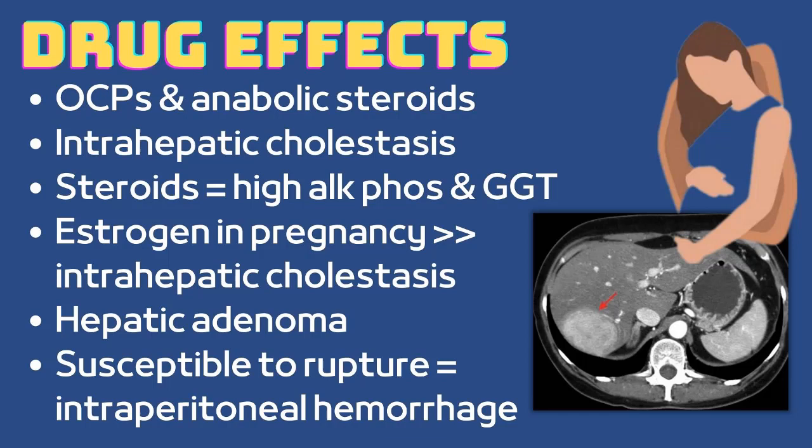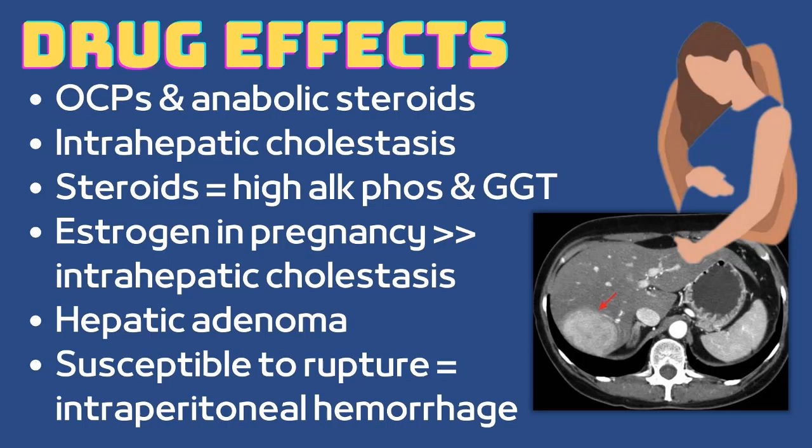Okay, so you know that birth control pills and anabolic steroids have two similar effects. Both can produce benign intrahepatic cholestasis, yes. Just go off the drugs, it goes away. And they both can produce what tumor? Liver cell adenomas, which have a tendency of rupturing.